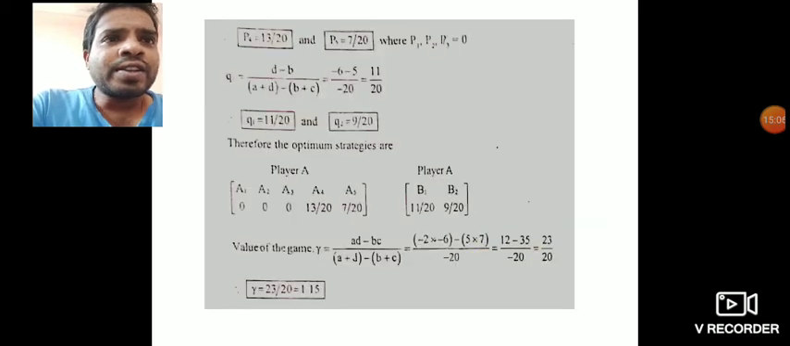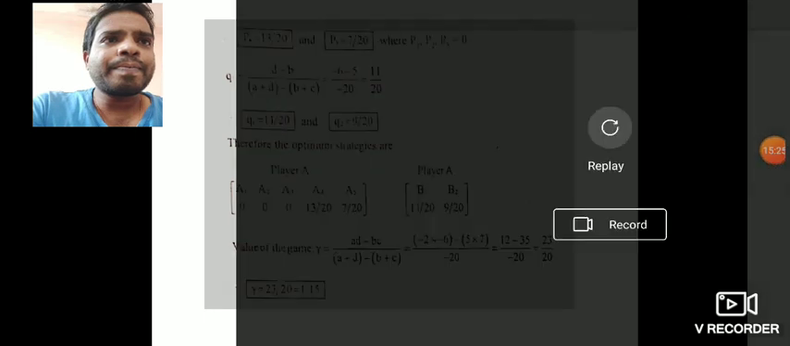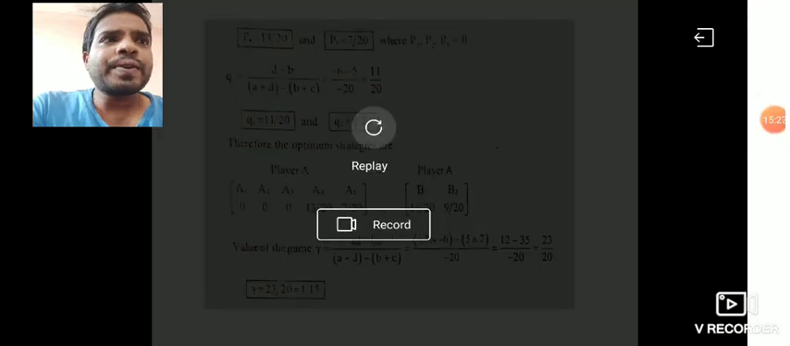This is for the m into 2 matrix. The graphical method is for a matrix which is m into 2, that means more than 2 rows and 2 columns. Okay, thank you.